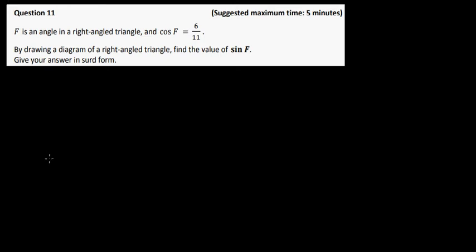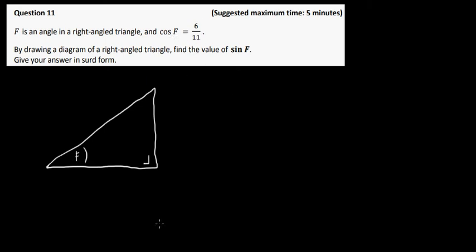Okay, so the first thing we're going to do here is just draw a right angle triangle. And you can use a ruler here. I'm doing it freehand, but we have the cosine of f, so we'll call this f here, and we're told that the cosine of f is 6 over 11. So the cos of f is going to be the adjacent over the hypotenuse, so the adjacent is here, so that's the 6, and the 11 goes here. So there's our diagram.